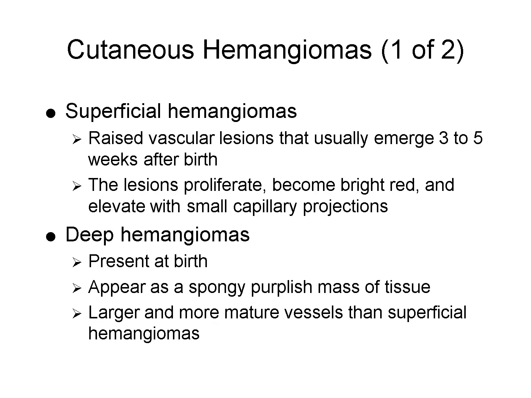Cutaneous hemangiomas are common benign vascular tumors of infancy. Superficial hemangiomas usually appear between 3 to 5 weeks after birth and grow rapidly, forming bright red, raised lesions. Deep hemangiomas are present at birth and appear as soft, purplish masses. While most resolve over time, some may require treatment based on size or location.